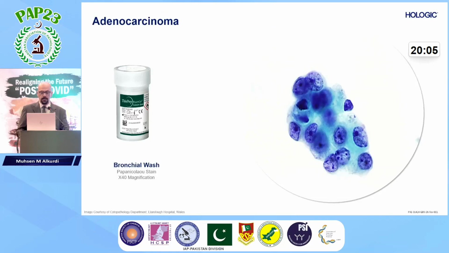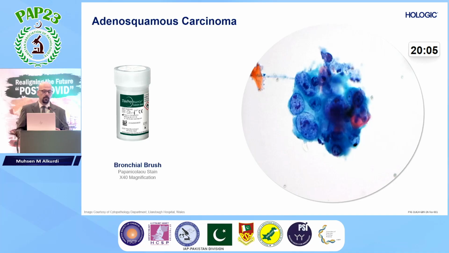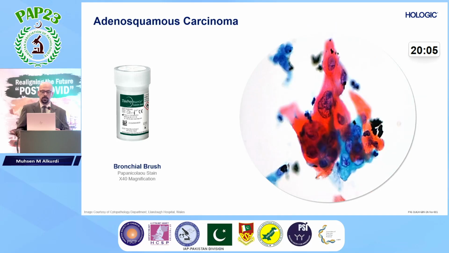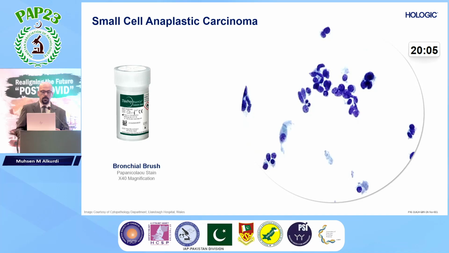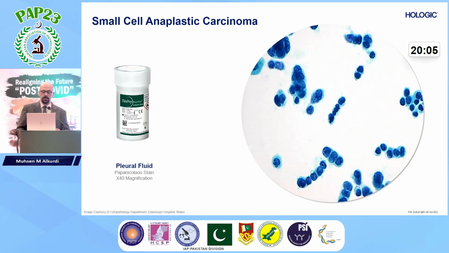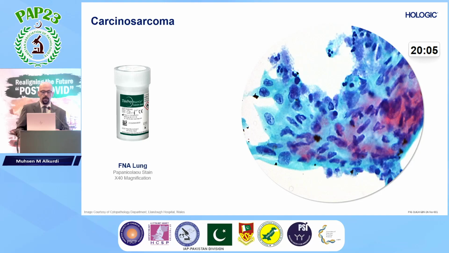And I will just show some microscopic slides of some cancers from non-gyne and from gyne as well, so you can have a taste of how liquid-based cytology slides look under the microscope. So this one is adenocarcinoma from a pronuclear brush, adenocarcinoma as well, adenosquamous carcinoma, and small cell anaplastic carcinoma. Pleural fluid, again small cell anaplastic carcinoma. Lymphoma here from FNA from the neck. And again, FNA from lung.